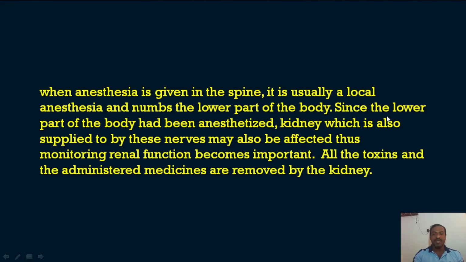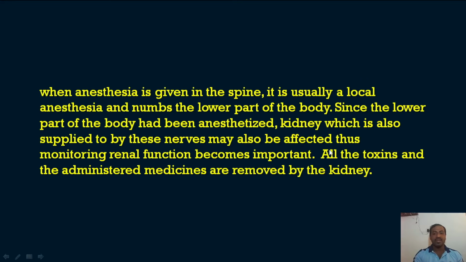Okay, so since the lower part of the body had been anesthetized, the kidney, which is also supplied by these nerve roots, may also be affected, thus monitoring renal function becomes very important. Understood, no? So in spinal anesthesia, what is happening is we are anesthetizing the lower nerves. So the nerves which supply the kidney will also be anesthetized, and as a result the important functions of the kidneys may not be performed.